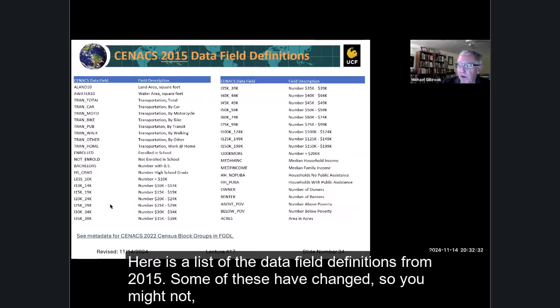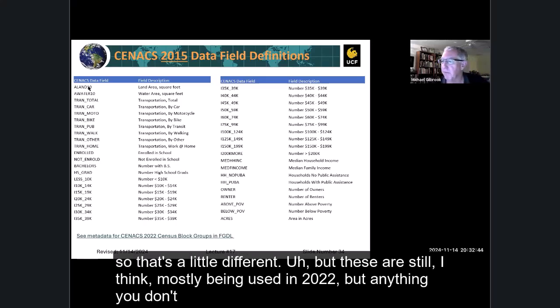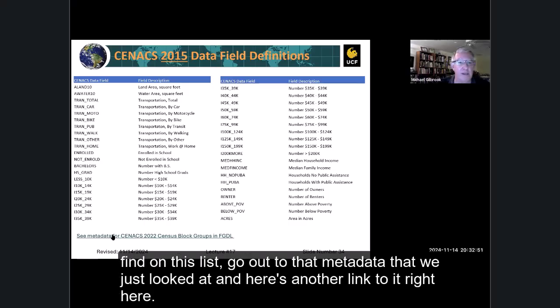Here is a list of the data field definitions from 2015. Some of these have changed. For example, the land area no longer is named A land 10, it's named just A land, so that's a little different. But these are still, I think, mostly being used in 2022. Anything you don't find on this list, go out to that metadata that we just looked at. And here's another link to it right here.